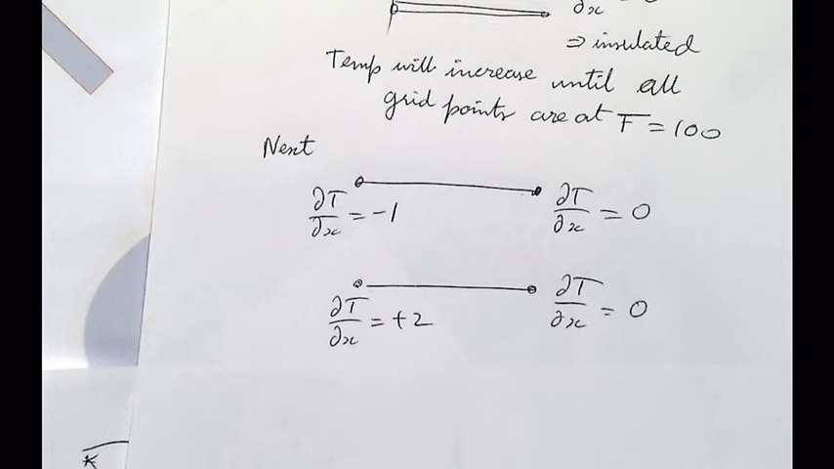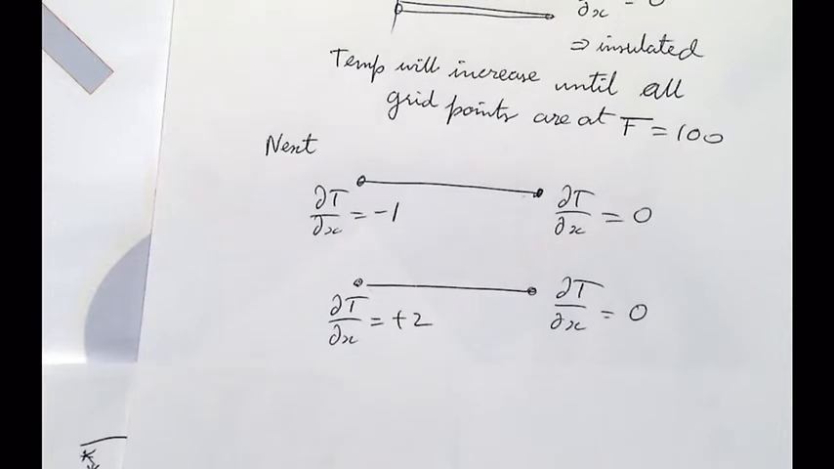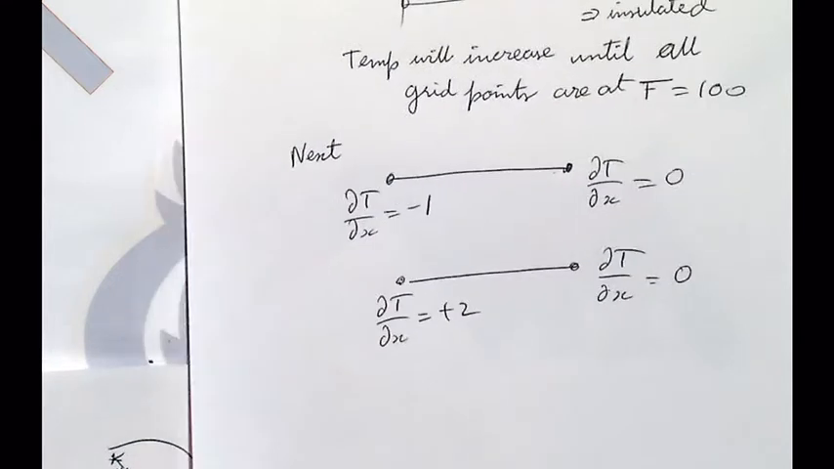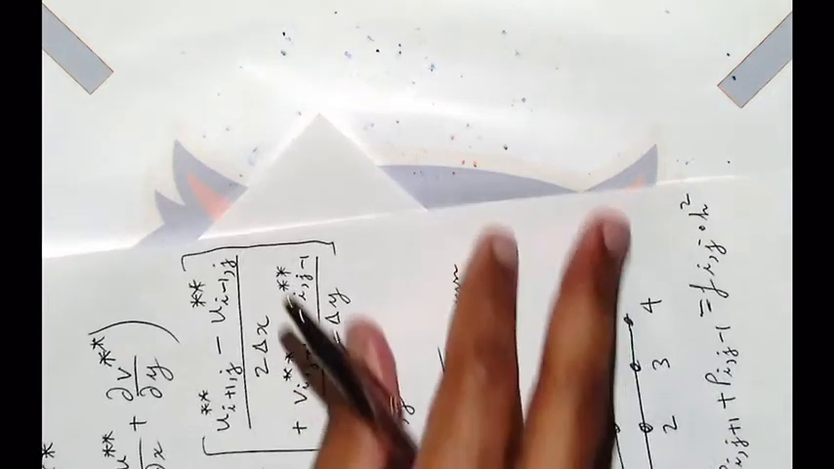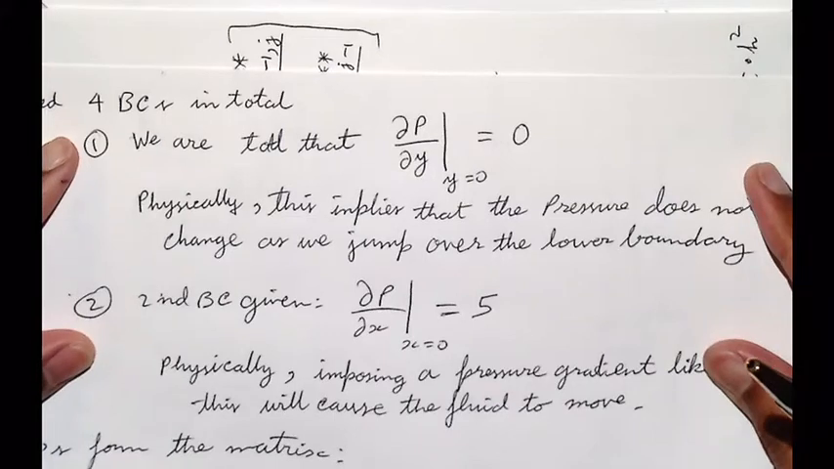No, it's not possible. So remember, we're talking about the steady state solution. There will be no steady state solution because you will keep pumping in heat over here. So you will go to infinity. Okay, so that's why, if I gave you two Neumann boundary conditions, I also need to give you two Dirichlet boundary conditions.